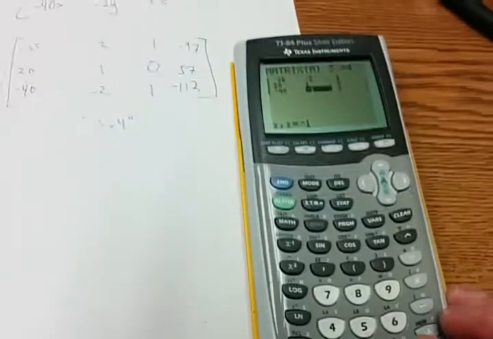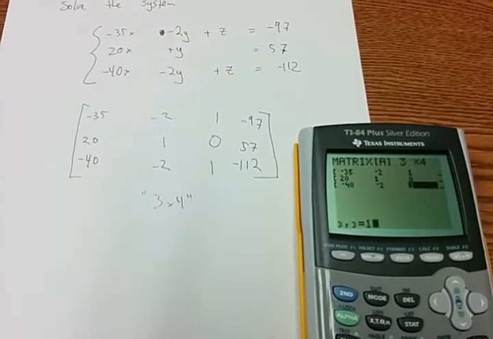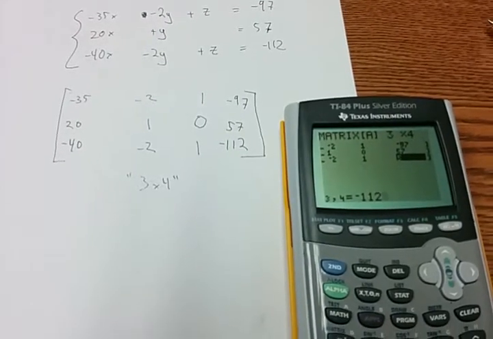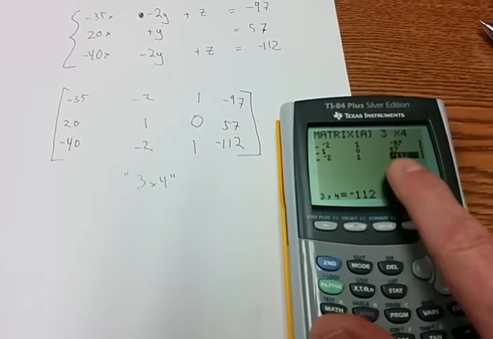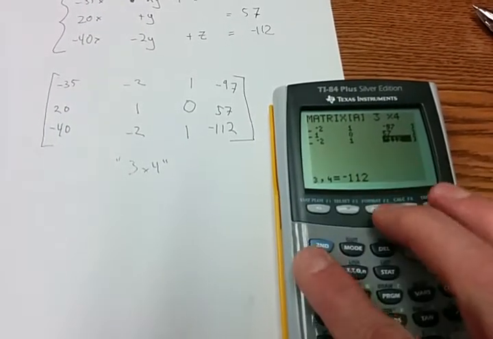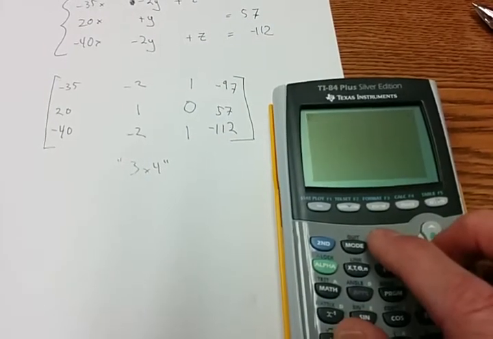And then what do we have next? Negative 2, 1, and for the last entry, negative 112. And be sure on this last one you press enter to set it into the matrix. Okay. Now at this point the matrix is in the calculator, so we're going to hit second, mode to quit. Okay. And then basically there's a command we have to enter to solve the system.